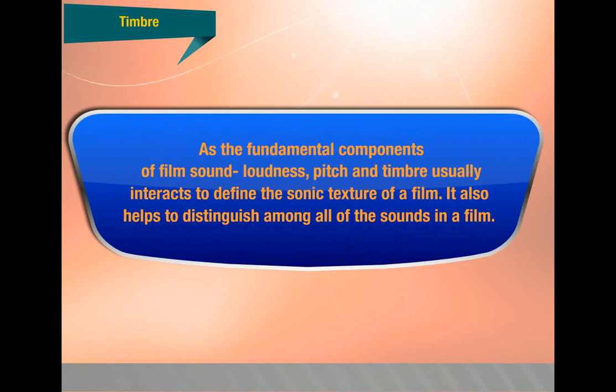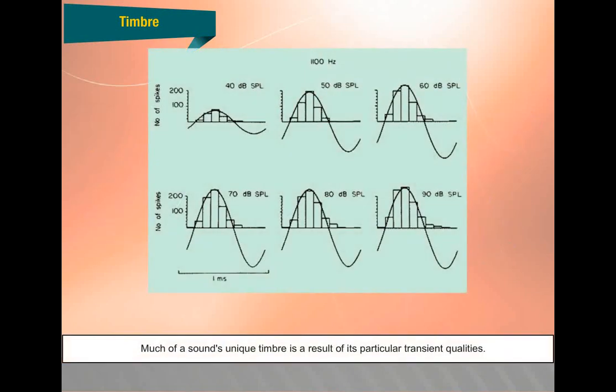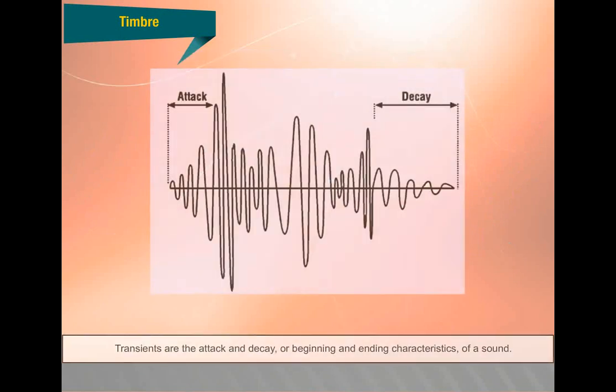As the fundamental components of film sound, loudness, pitch and timbre usually interact to define the sonic texture of a film. It also helps to distinguish among all of the sounds in a film. Much of a sound's unique timbre is a result of its particular transient qualities. Transients are the attack and decay or beginning and ending characteristic of a sound.